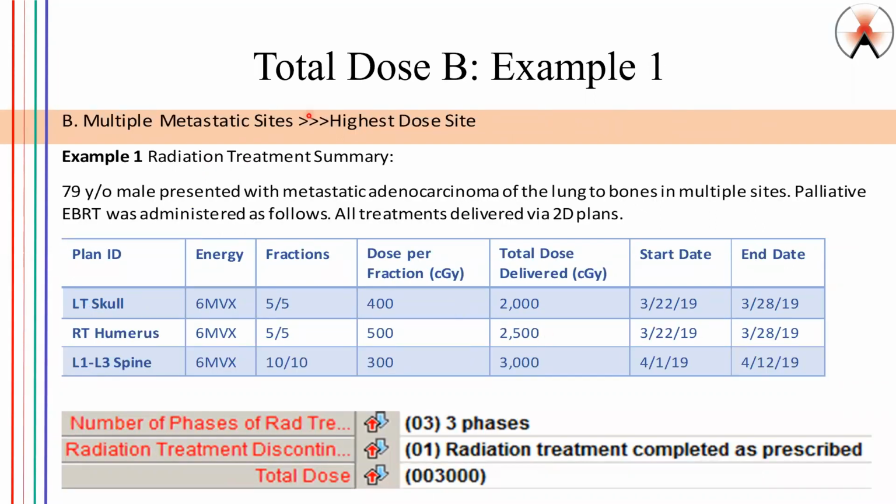Multiple metastatic sites. So total dose, because here you have an unfortunate patient with 3 metastatic sites, and each of them was given a different prescription. Okay? These are all palliative. So please do not add all of these to get the total. Follow the rule. Just select the highest dose site, which is 3,000. And that's what was captured in this abstract, 3,000.